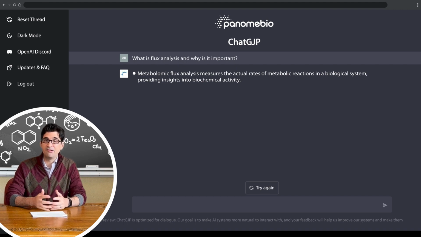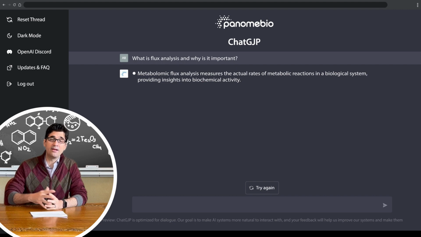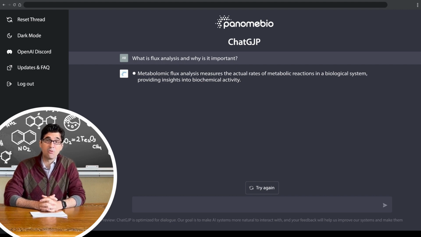And while abundances, pool sizes, concentrations, levels, whatever word you want to use, while that information can provide a lot of insight into what's going on metabolically, it's often more insightful to try to measure actual biochemical activity, to try to measure the actual rates at which metabolic reactions are happening inside of a biological system.